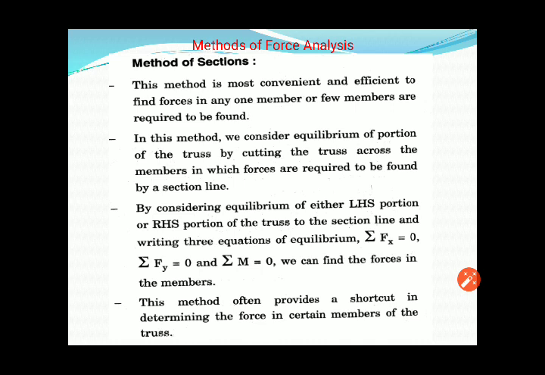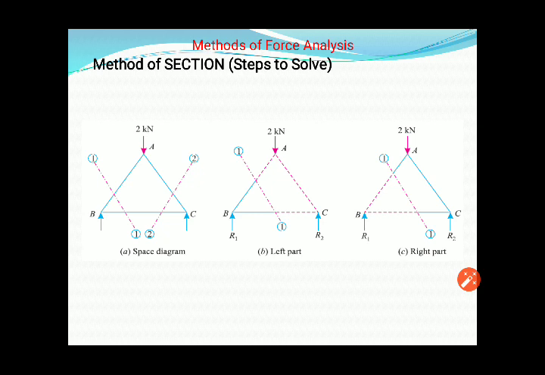Now what is the difference in these two methods? Method of joint can be used when all the member forces have to be found, but if a truss is there and we want to find only a few member forces, then the convenient method is method of section. So how to solve this, we will see by using this method.